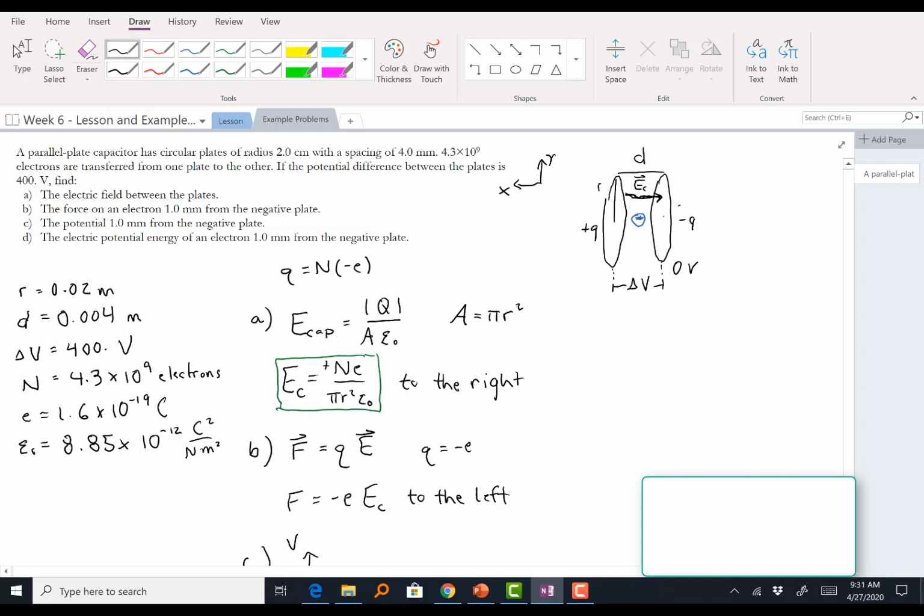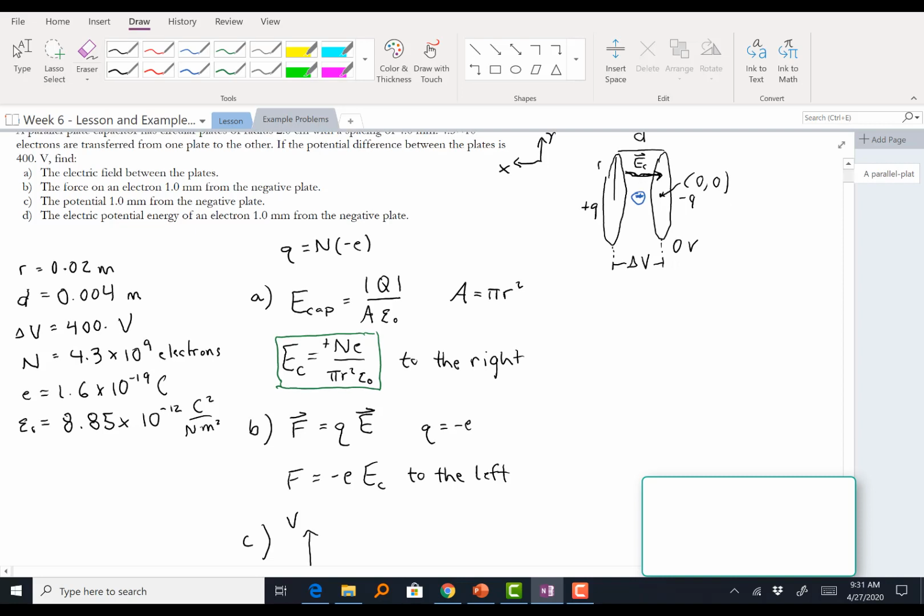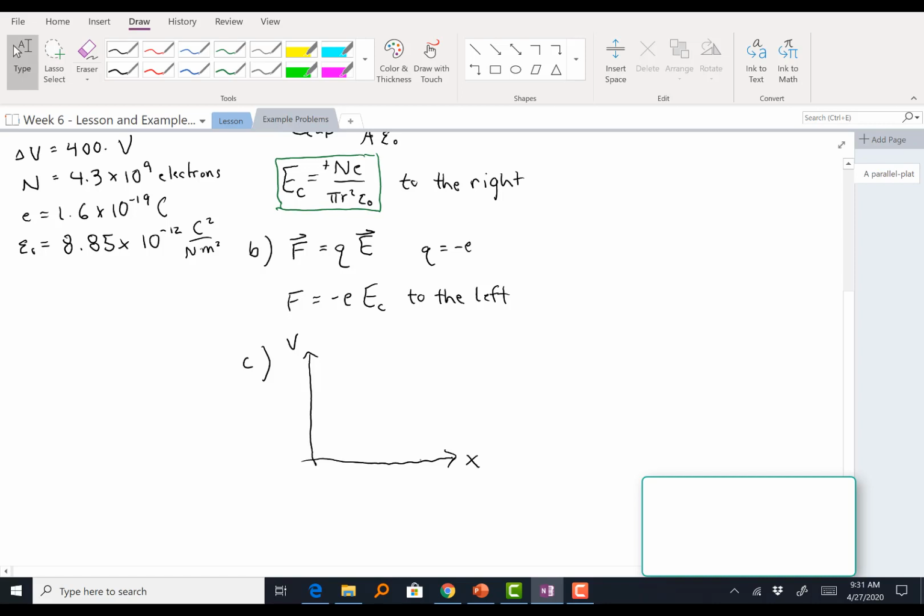Okay, I'm going to put my origin over here. And so as I increase from 0 to my 4 millimeters, I'm going to be increasing my voltage from 0 to 400 volts. And that's going to give me some point, and it's a linear increase, where the slope of this graph is the electric field, and so I'm looking at this at some point, or at the point of 1 millimeter.